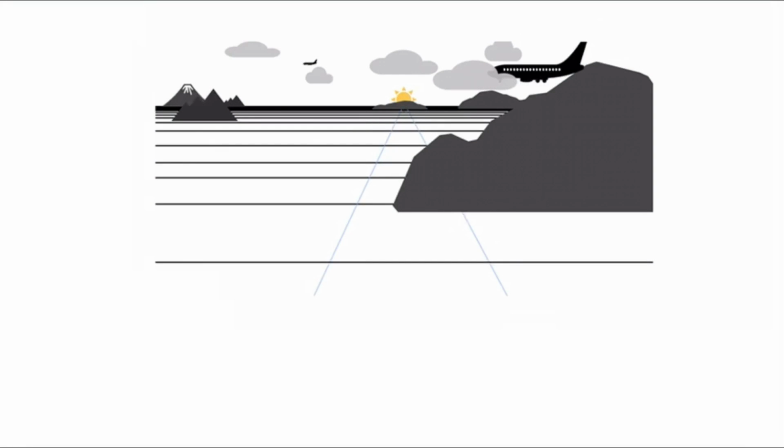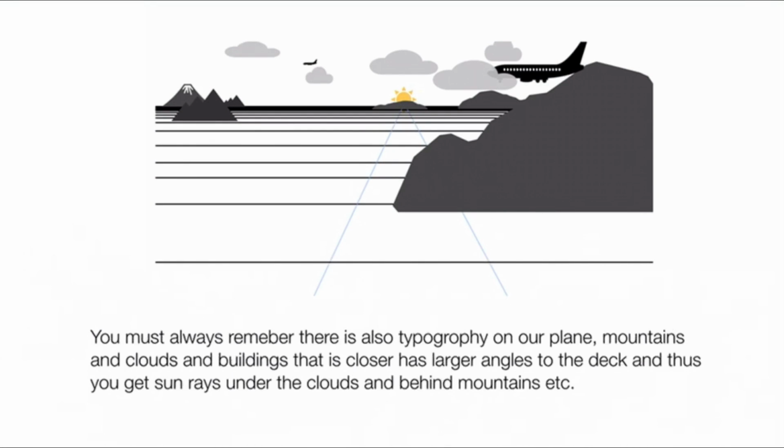We see another example. You must always remember there is also topography on our plane, mountains and clouds and buildings that are closer and have larger angles to the deck, and thus you get sun rays under the clouds and behind mountains.